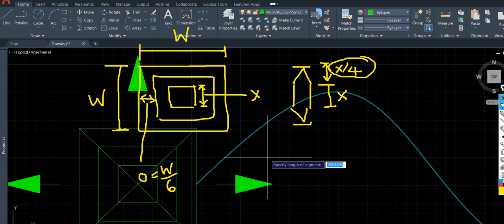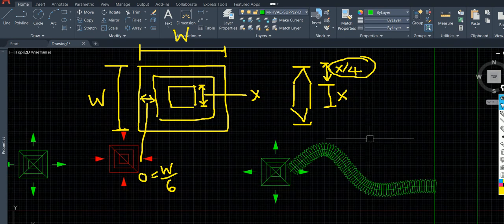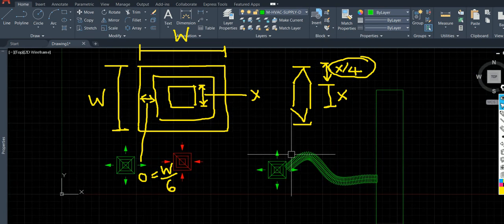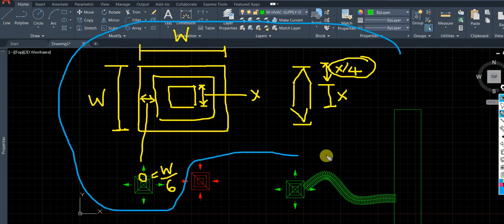X divided by 4 was 50, no? Yes, x divided by 4. This looks correct for this size. So I hope you understood this class. The more important thing was this formula which I wrote here in yellow. If you like, change the color. This is the most important thing: the flex duct formula, flexible duct formula.